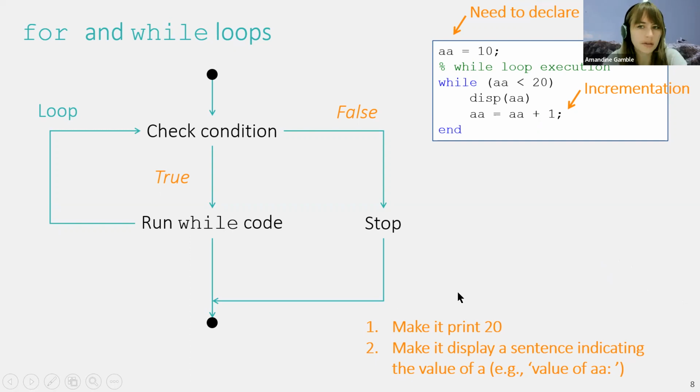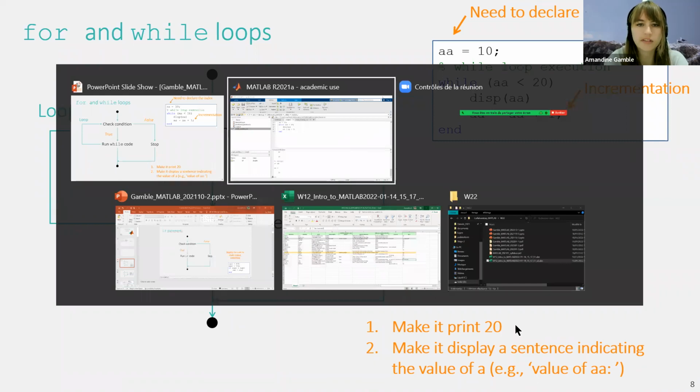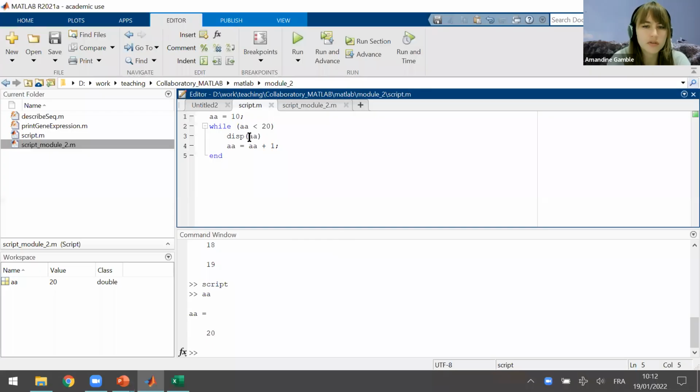So if you want to make it print up to 20, you can just change to less or equal instead of just smaller than. And if we want to make it a little bit fancier, have a nicer output, instead of just displaying AA, we can, for instance, use the fprintf function that allows us to print character strings.